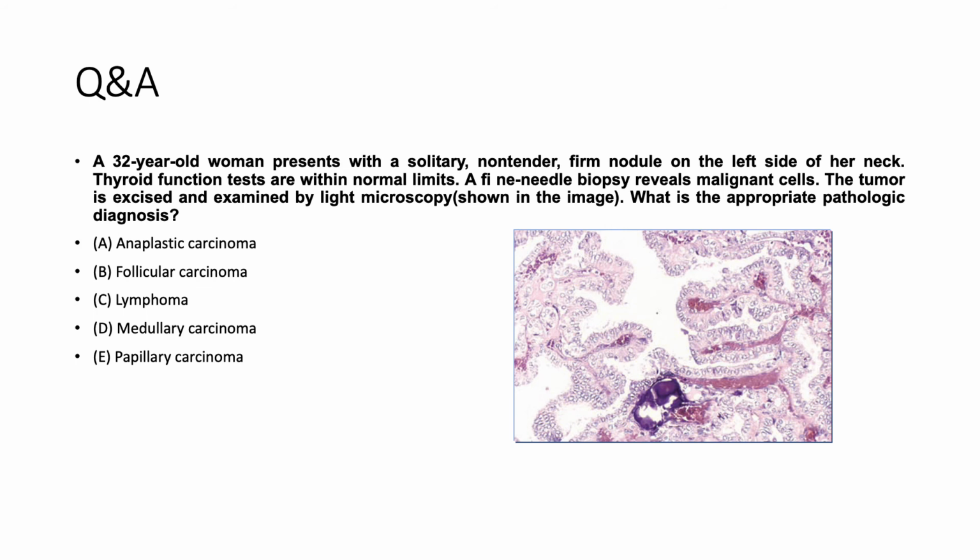A 32-year-old woman presents with a non-tender thyroid nodule, and thyroid function tests show normal results. Fine needle biopsy reveals malignant cells, as you can see in the image provided. Papillary architecture is clearly seen, and as you can identify, this basophilic structure is nothing but psammoma bodies. So amongst all these carcinomas, we can confidently say that papillary carcinoma would be the answer.